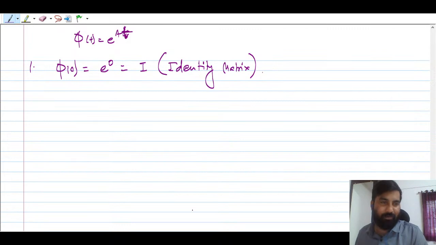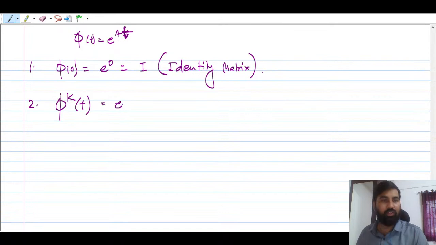So sometimes you can apply this test also. Second one is, suppose phi to the power k times t is there. What is the meaning of this? e raised to power A times t, to the power k. It is nothing but simple: e raised to power A times kt. Simply you are multiplying something with time.